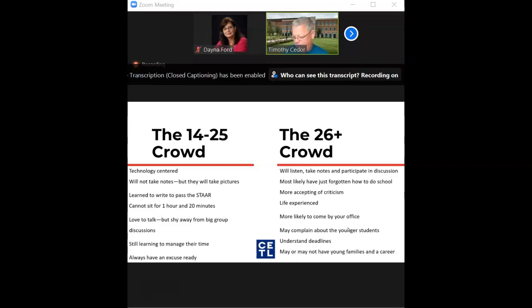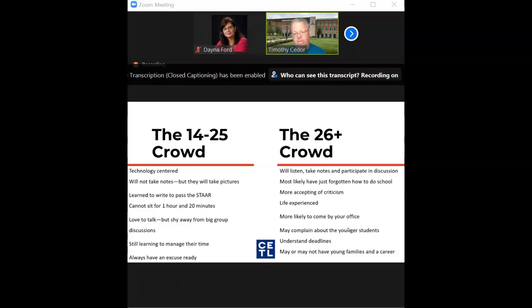The other thing you need to know about this group is that they don't like to sit still for very long. And so you're going to need a classroom that's moving them around, that's keeping them actively engaged in the process. And then a big irony that I think of the 14 to 25-year-old group is that they're a very social group. They absolutely love to talk. But when you put them in a big group and ask them to discuss something school-based, it goes dead quiet. So we'll give you some strategies to work with that as well.